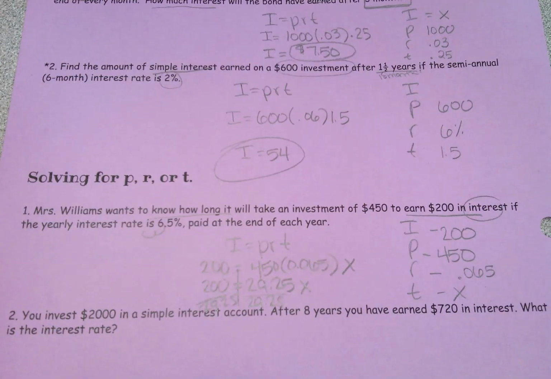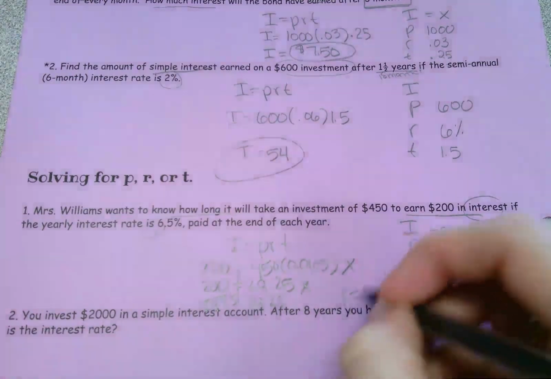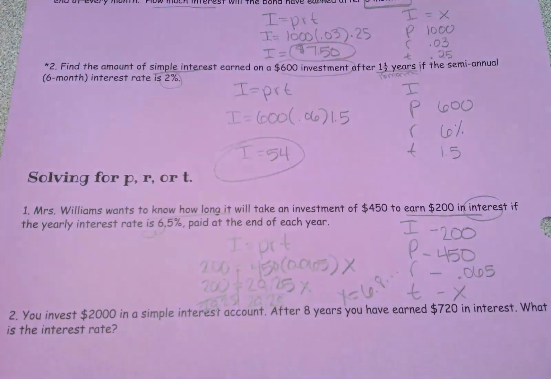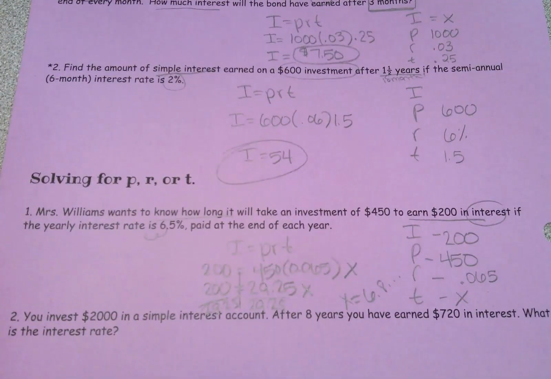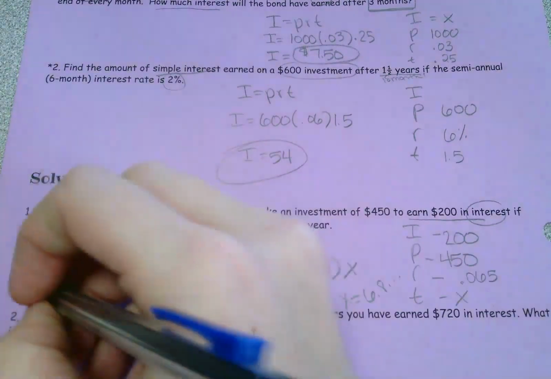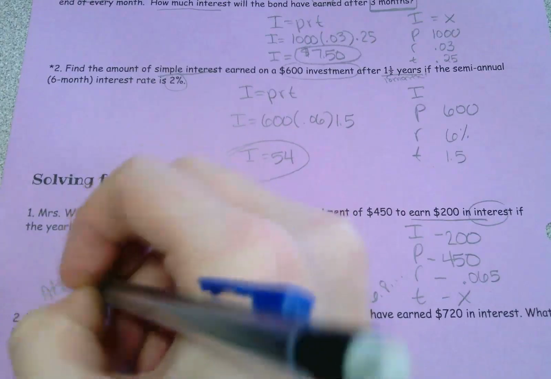And I get 6.83. So X is the number of years. So if I have X equaling 6.8 and so on, really that's about 7 years that I'm going to need, right? So I'm going to write about 7 years.